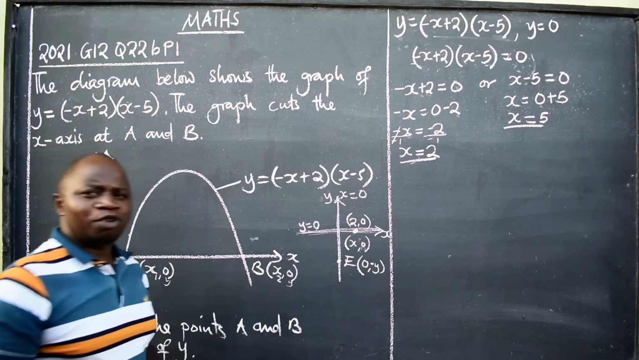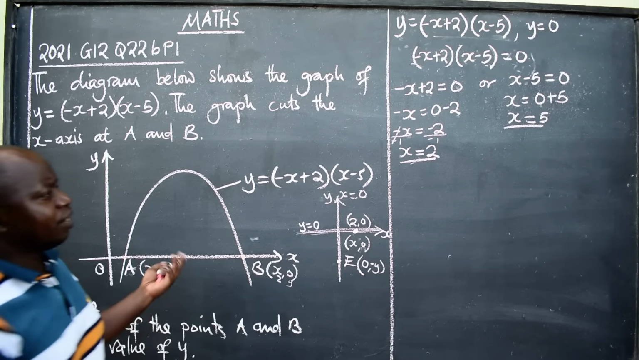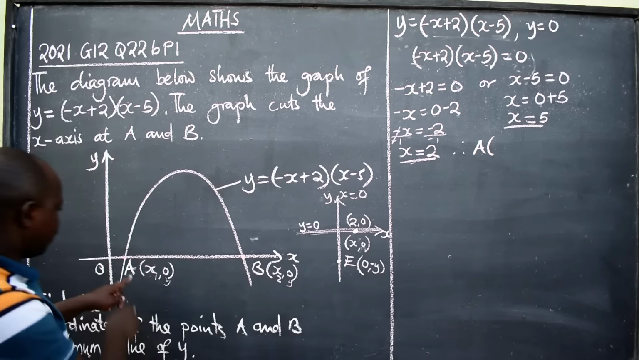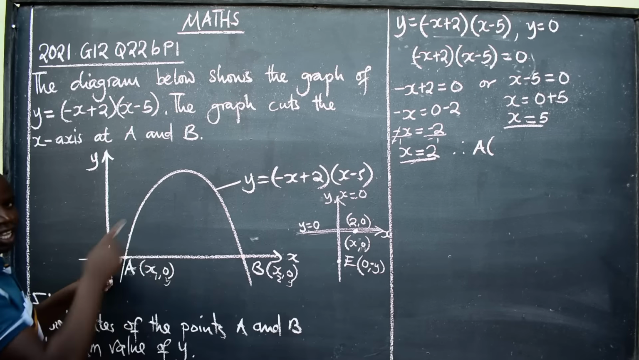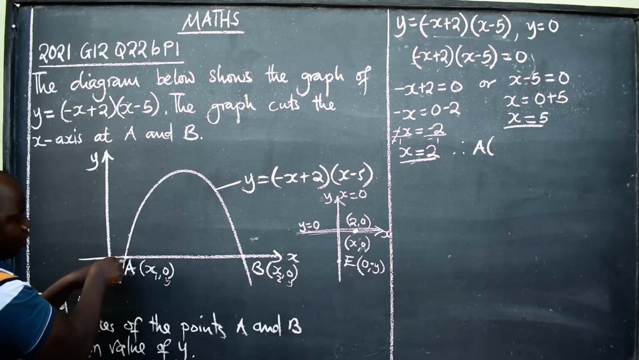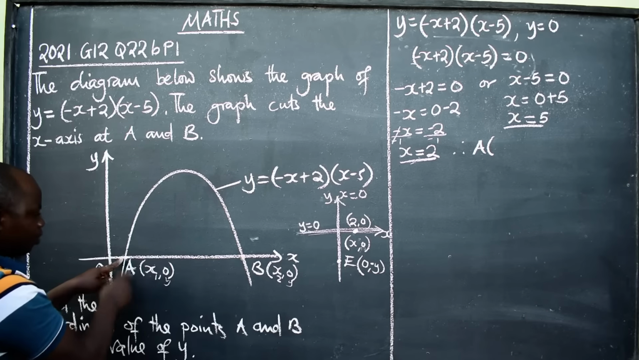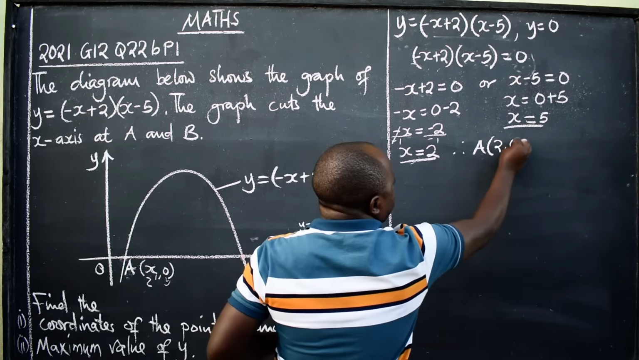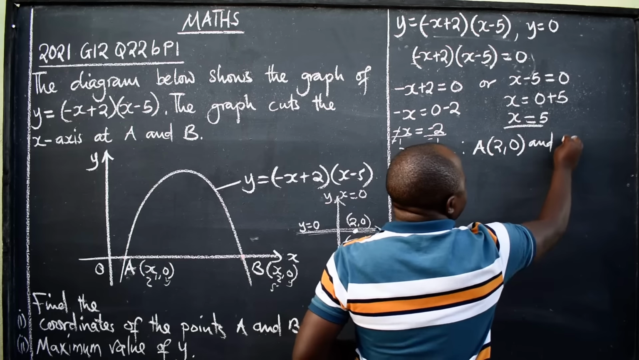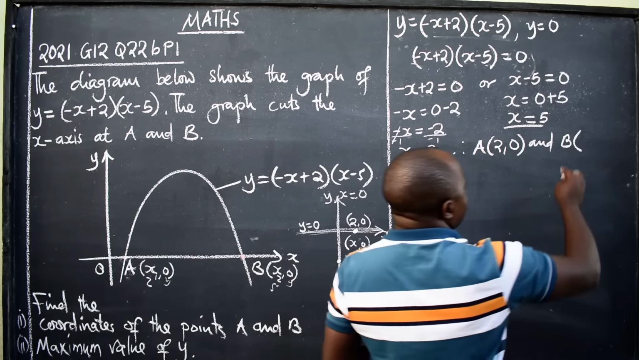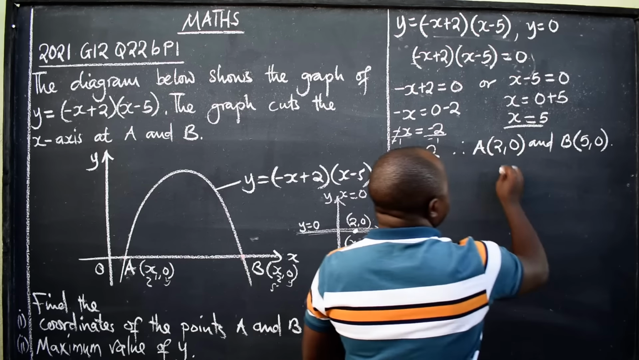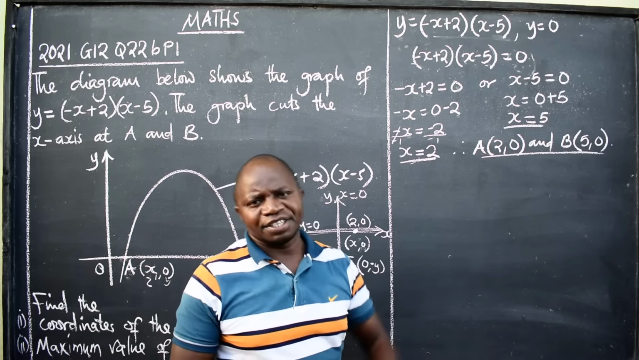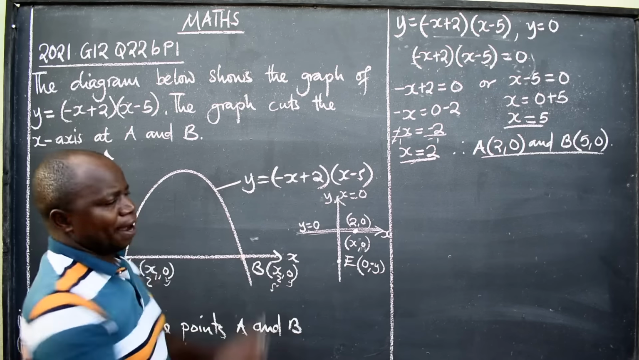Come back to this. Which one do you think will be b? Well, you just say now, therefore, a will be, so this a, have you seen where the point is? So it will take the smaller number, which is 2. You cannot say 5 here, 2 here, no. So this one will take 2, then the other one will take 5. So a will be 2, 0, and b will be 5, 0. So those are the two values of a and b. I hope this is clear.